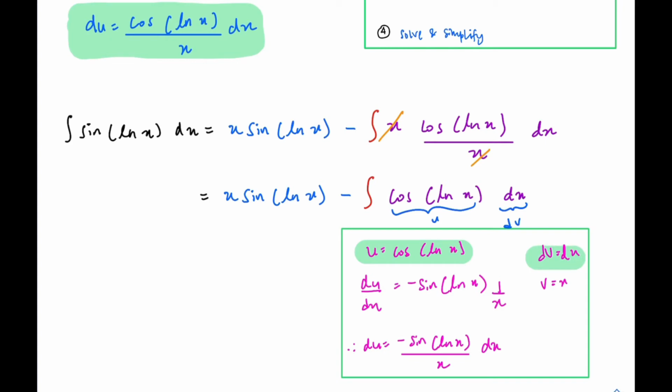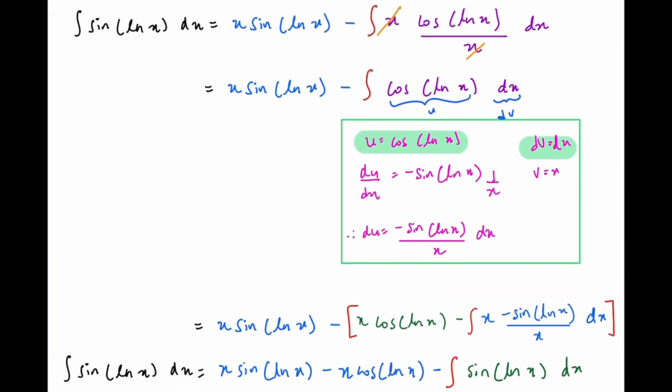Let's further differentiate. du over dx is equal to, so again this is chain rule: differentiate outside, then differentiate inside. Differentiate cos of ln x is just minus sine of ln x, and further differentiate ln x, which is 1 over x. Therefore your du, just cross multiplying the dx here, is equal to negative sine of ln x over x dx. Settle with that. Let's focus on dv equal to dx. Therefore, v is just equal to x.